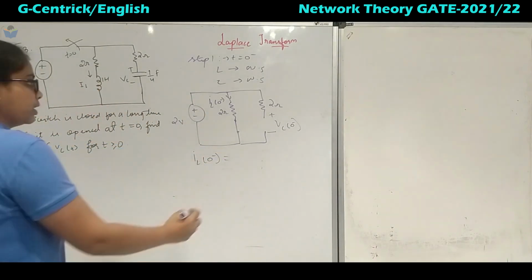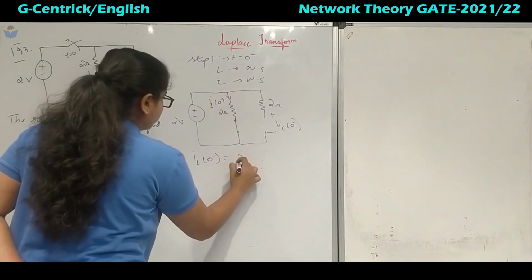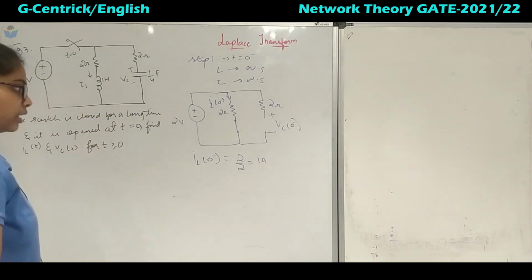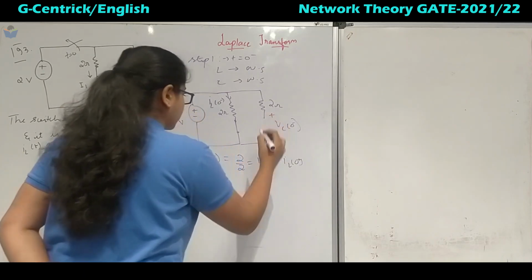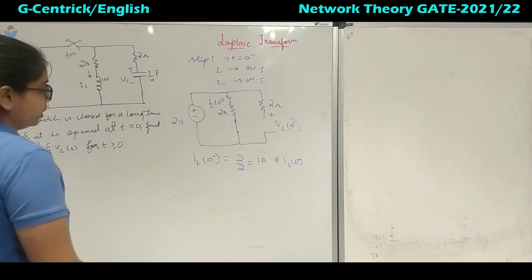Okay, so this is open circuit, so the current will be in this blue poly. So it is 2 over 2, which is equal to 1 ampere. And here again, it is not equal to IL of 0 plus. Okay, now coming to this one, Vc of 0 minus.